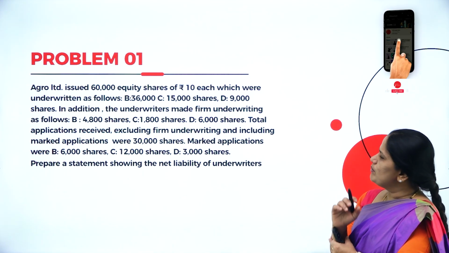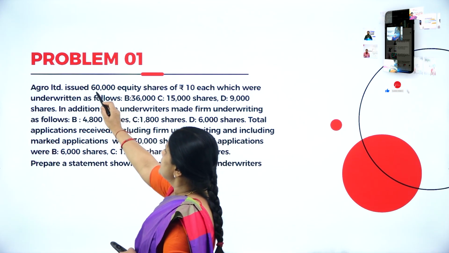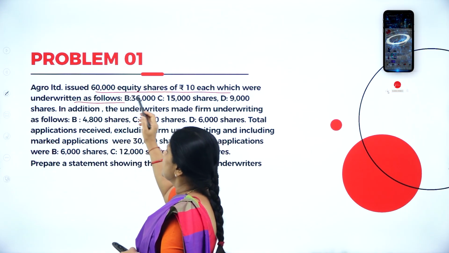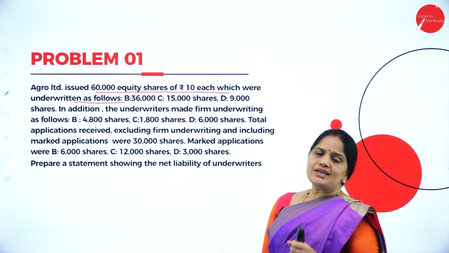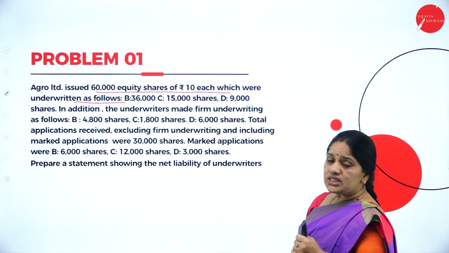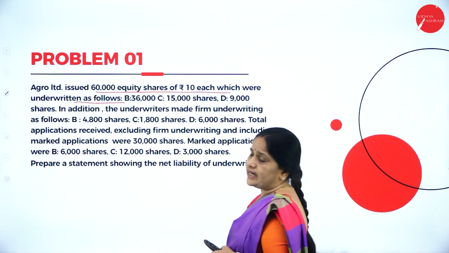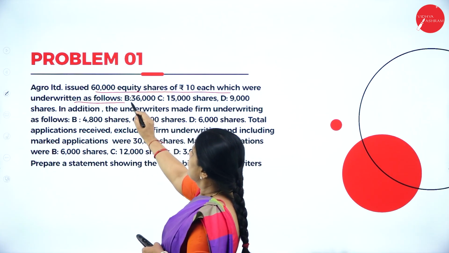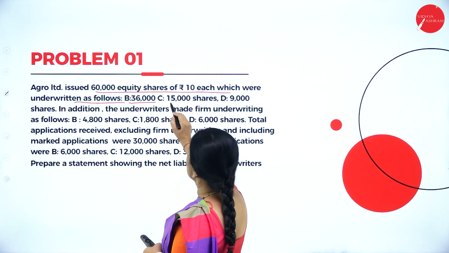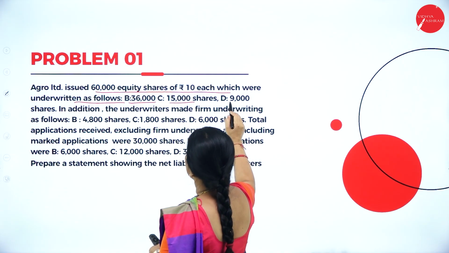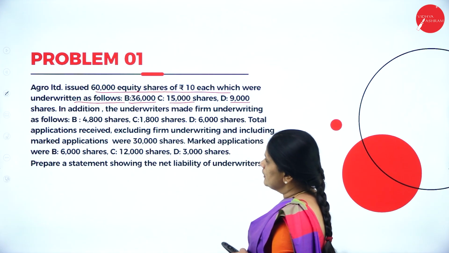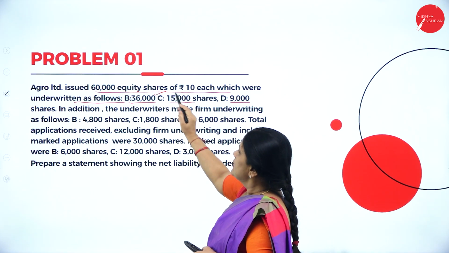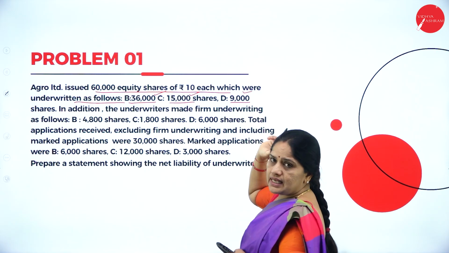See, in this session, problem 1: Agro Limited issued 60,000 equity shares of rupees 10 each, which were underwritten as follows. Now, there is a company called Agro Limited. It has issued 60,000 equity shares of rupees 10 each. There are 3 underwriters here, B, C and D. B has underwritten 36,000 shares, C 15,000 shares, D 9,000 shares. So, we have the gross liability of the underwriters.